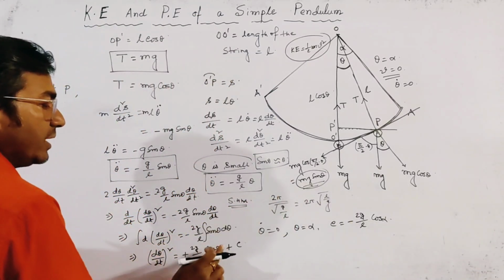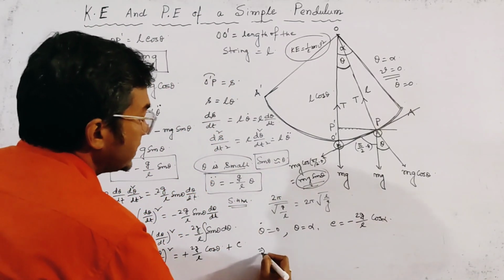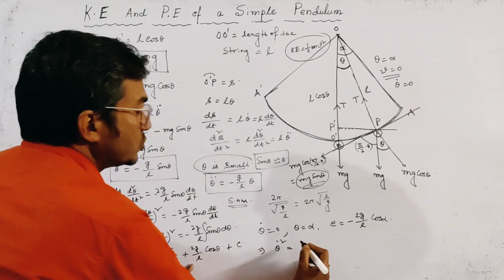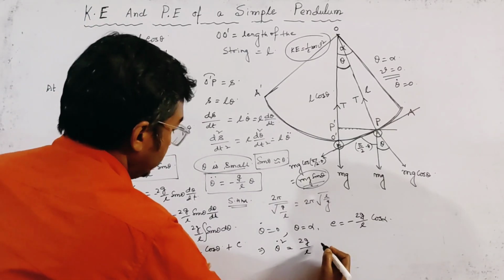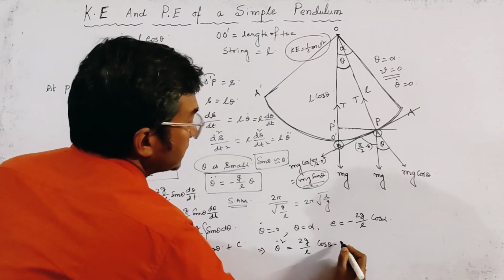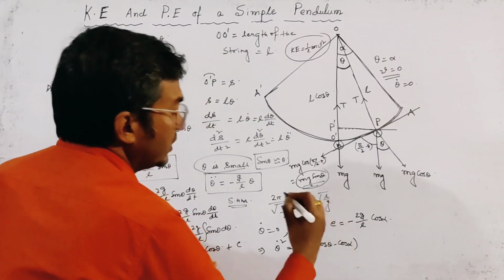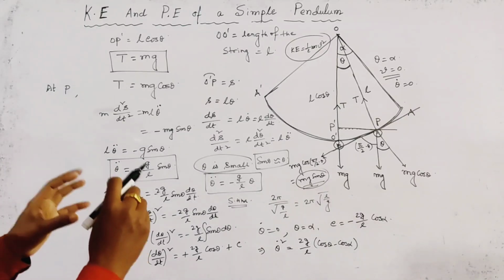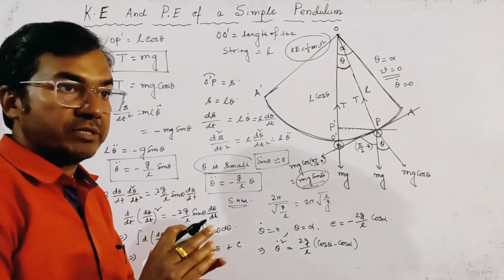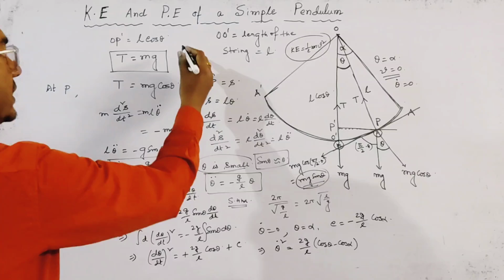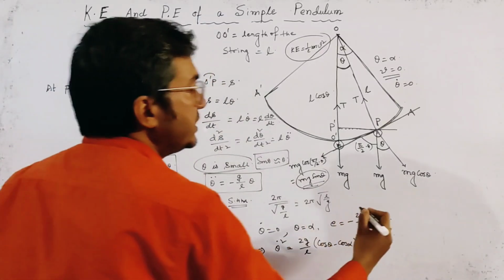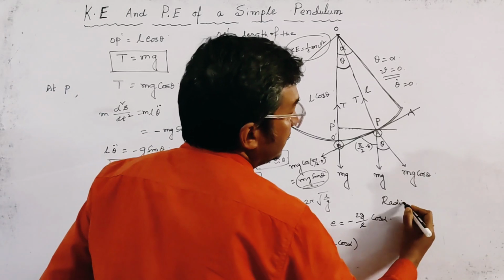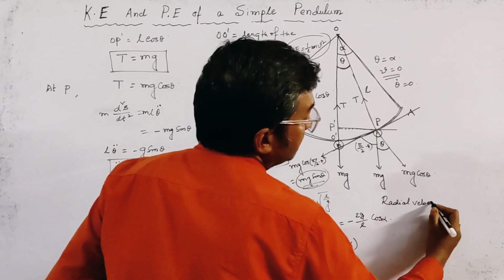Now we put the value of C here, and we get theta dot square equal to 2g by L into (cos theta minus cos alpha). Okay, now we use an important relation of particle mechanics. The first is radial velocity.